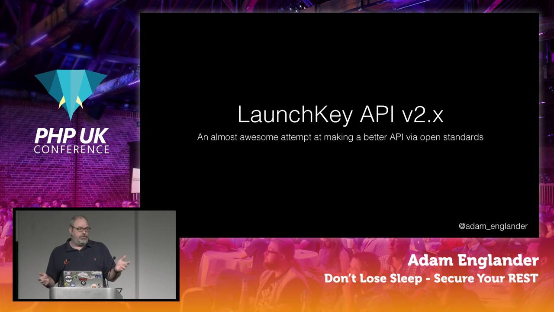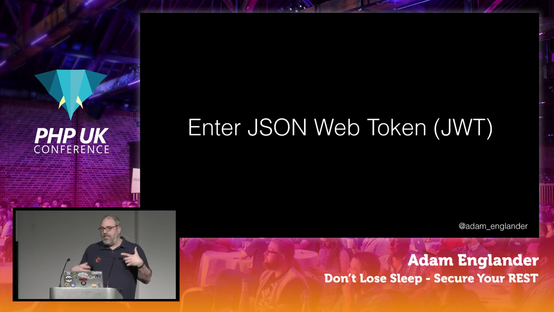So we moved to version 2. It was almost awesome, but it was an attempt at making it better via open standards. And that's where JSON Web Token came in. It's the first time I really actually looked at it, because our lead engineer said, we're going to use this, and we're going to use it on the mobile side, because that's what we had a lot of control over. We have a mobile app that we interact with. So we said, we're going to use JSON Web Token to do signatures and all this type of stuff with requests back and forth for the mobile side, and we'll eventually move everything else to that.